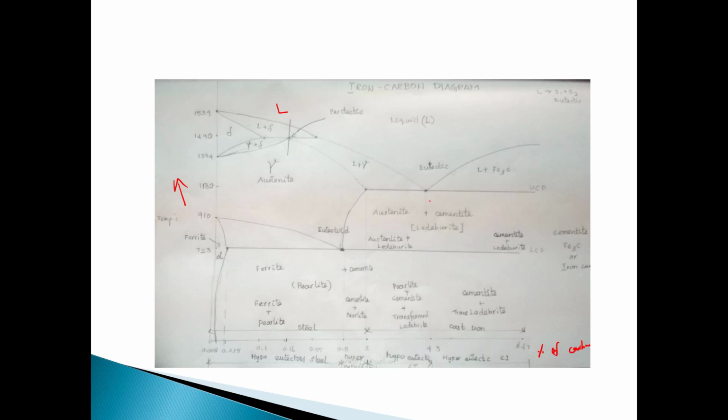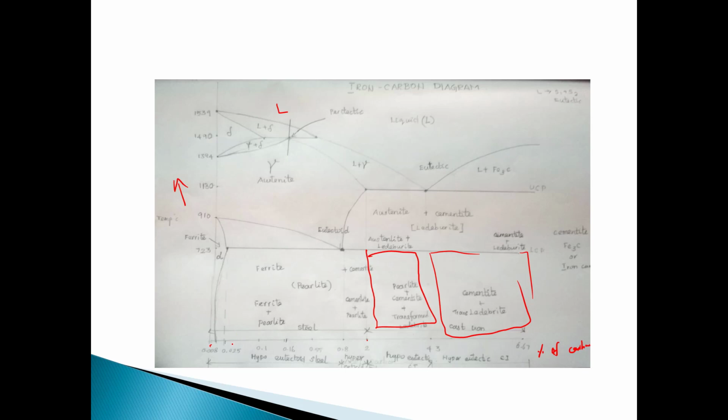This region, cementite plus ledeburite combination is there. Then below that we have pearlite, cementite, and transformed ledeburite. That is what this area. And this area is cementite, transformed ledeburite we can get. So from this point to 2% of carbon, that is split into two divisions.